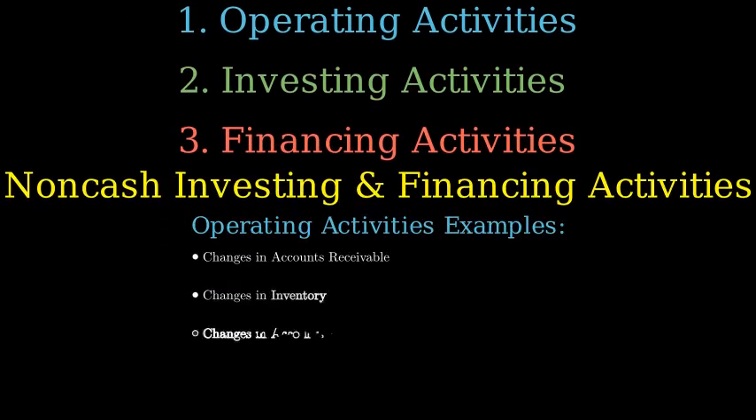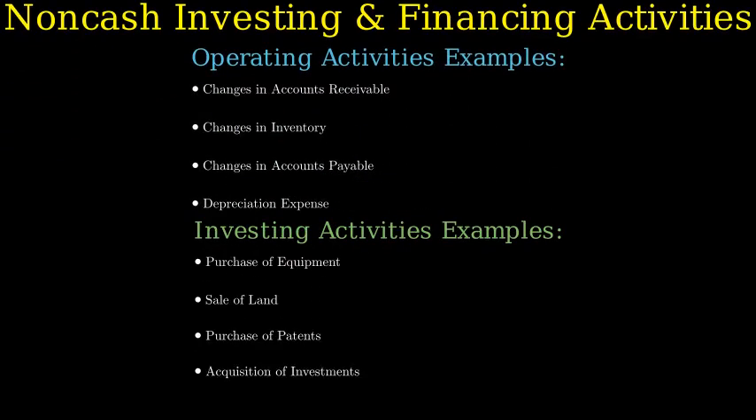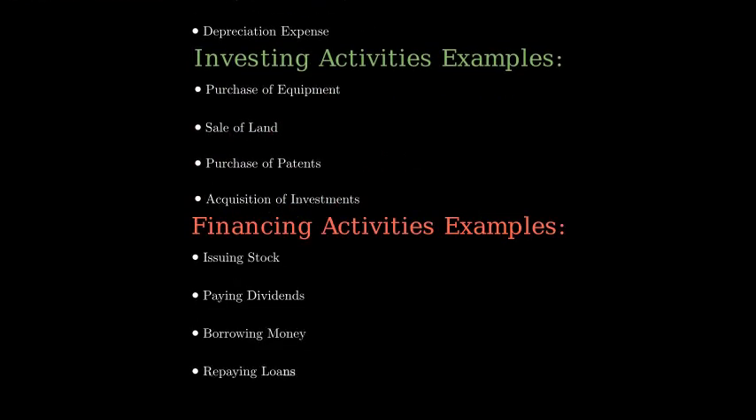Let's look at some examples of operating activities. These include changes in working capital accounts like accounts receivable, inventory, and accounts payable. It also includes non-cash expenses like depreciation. Investing activities involve the purchase and sale of long-term assets. This includes buying or selling equipment, land, or other long-term investments. Financing activities relate to obtaining or repaying capital, such as issuing stock, paying dividends, or borrowing money.